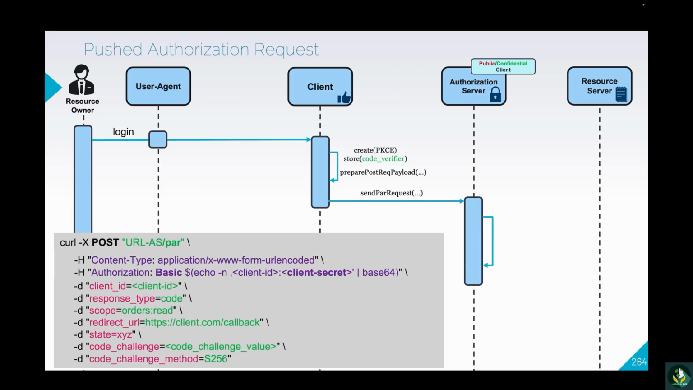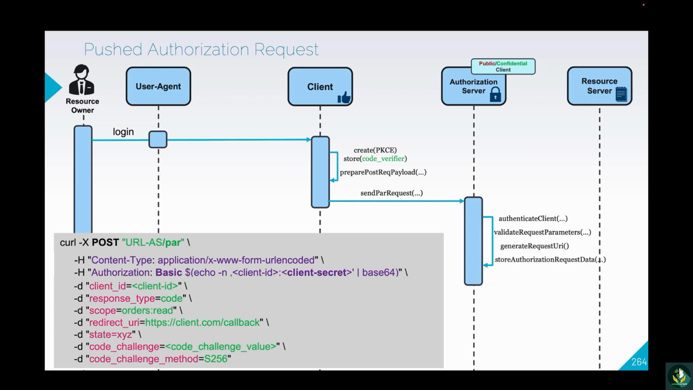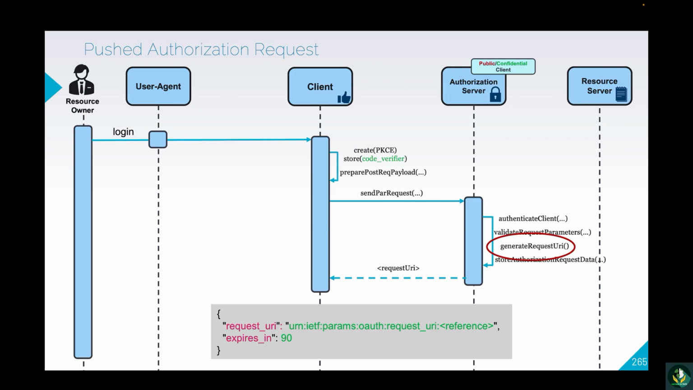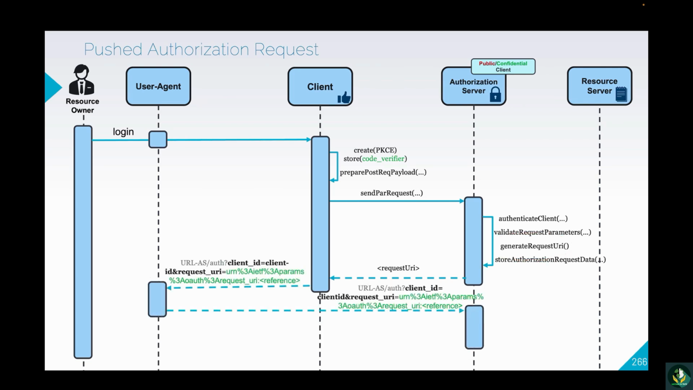The authorization server authenticates the client, if confidential. It validates the authorization request parameters. The server then generates a request URI, which is a short-lived reference to the authorization request. It stores the parameters and returns the request URI back to the client. Here is an example of how the response looks. Now, the client proceeds with the redirect request, but this time it doesn't include all the authorization request parameters in the query. Instead, it includes only the request URI as a query parameter.